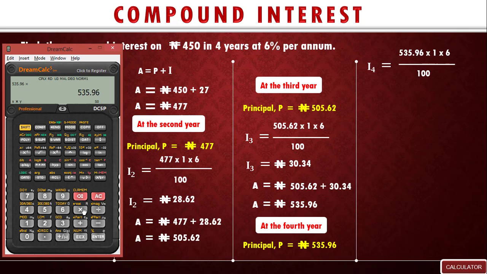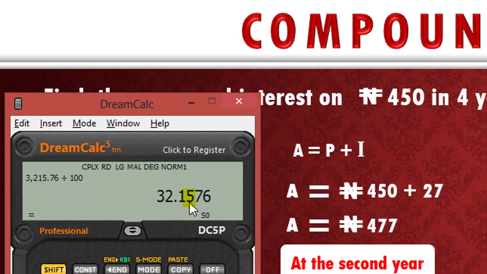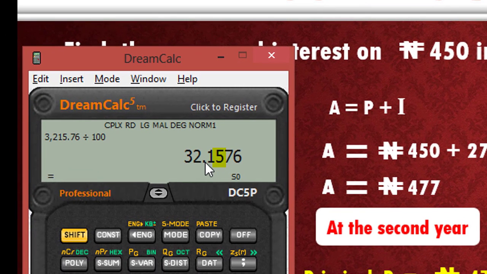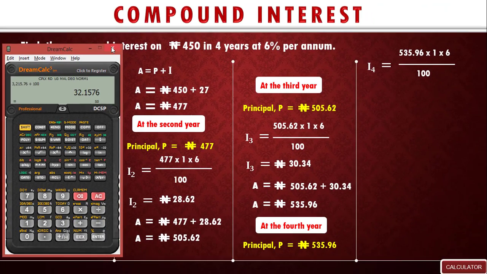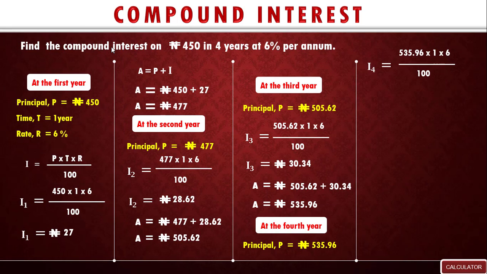535.96 multiplied by 6 equals to, then let's divide it by 100, then press enter or equals to, that gives 32.1576. So let's approximate it to 2 decimal places. We are approximating to this 5. If you count after the decimal, 1, 2, that's 2 decimal places. If you approximate the 6 to the 7, this 7 becomes 8. Approximate the 8 to this 5, and this 5 becomes 6. So we have 32.16. So our interest at the 4th year, I4, equals 32.16 naira.